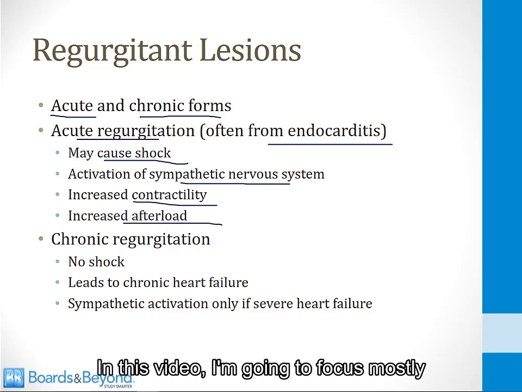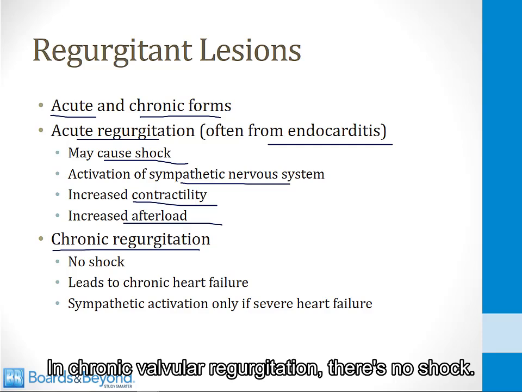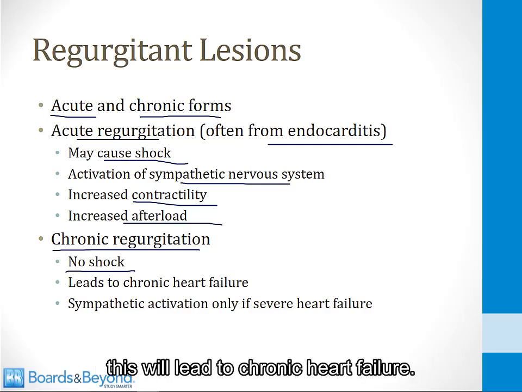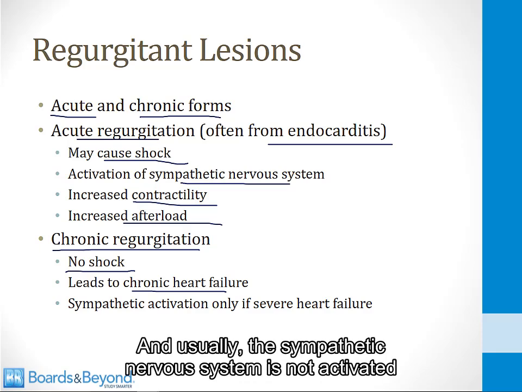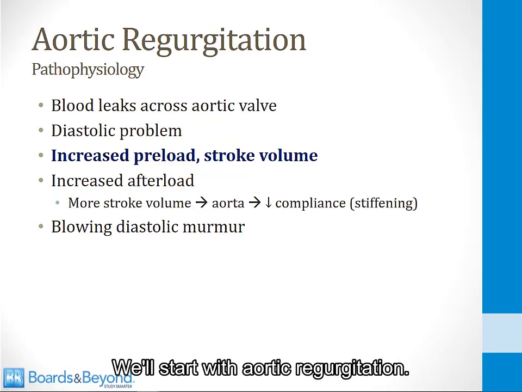In this video, I'm going to focus mostly on the chronic regurgitation lesions. This is what you're usually tested on. In chronic valvular regurgitation, there's no shock. However, there is a risk that over time, this will lead to chronic heart failure, and usually the sympathetic nervous system is not activated unless there's severe end-stage heart failure. We'll start with aortic regurgitation.